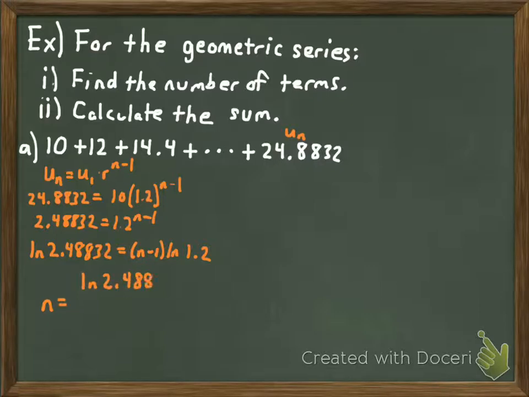2.48832, divided by the natural log of 1.2, and then plus 1 to finish getting n by itself. Use your calculator and evaluate that. It's got to come out to an integer, right? Or a whole number, in fact, positive whole number, because n is the term number.